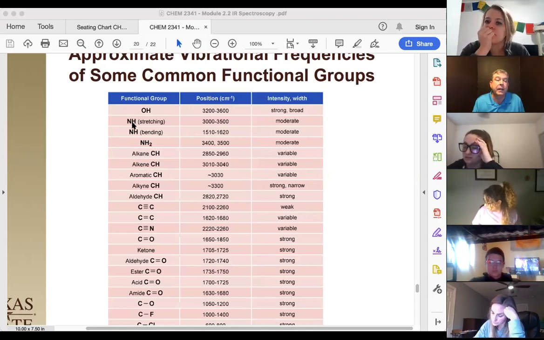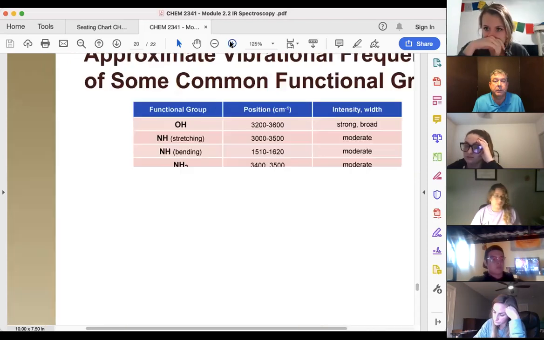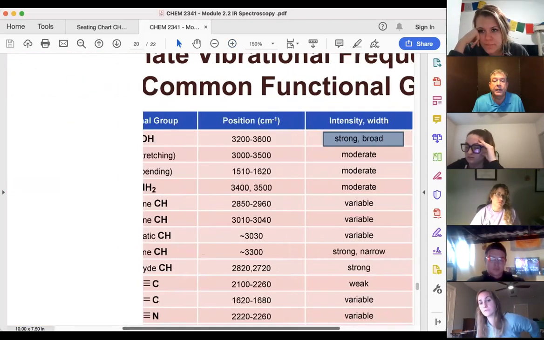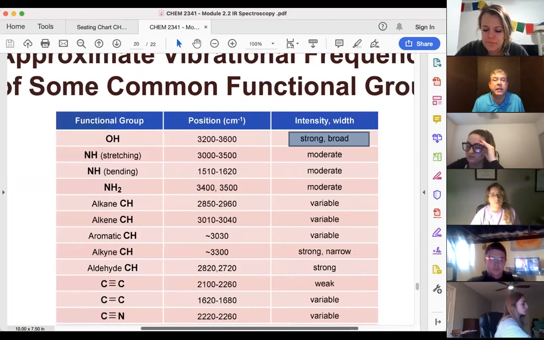So OH, NH. OH has a very strong and broad peak. Let me blow this up. There we go. Right here, OH has this very broad and strong peak because of the vibration frequency, but the intensity is because that's a very polar bond and it can hydrogen bond.